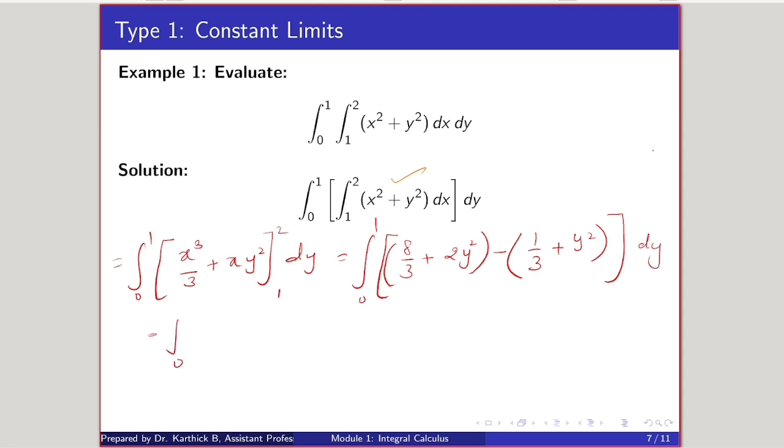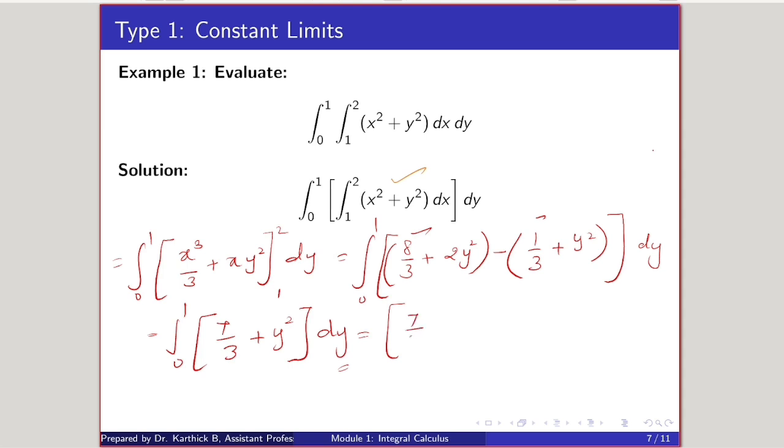If I go for the next step, on simplification, 8 by 3 minus 1 by 3, it will be 7 by 3. Then here we come with y square, then dy. So this is our outer integral. We have to evaluate with respect to the variable y.